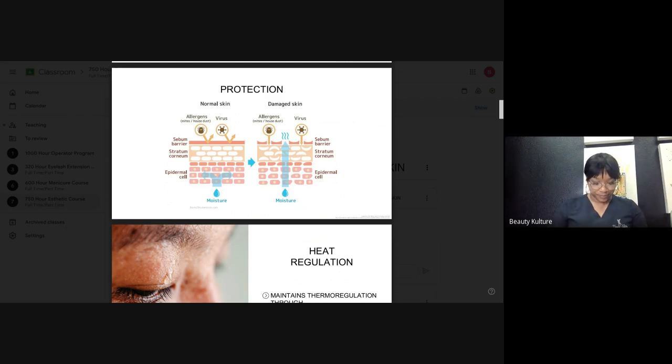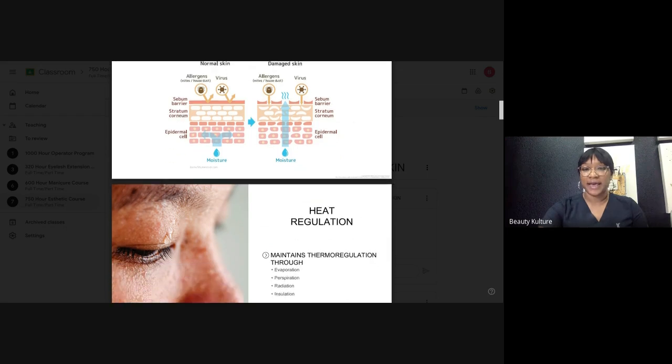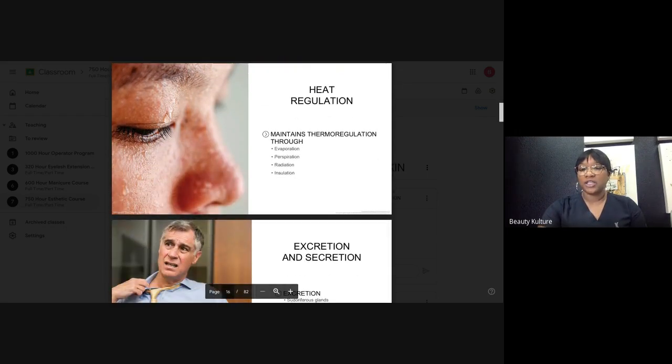Okay, I'm going to scroll past that. The next function of the skin is heat regulation. Heat regulation is important because we need our body's internal thermostat to always read 98.6.